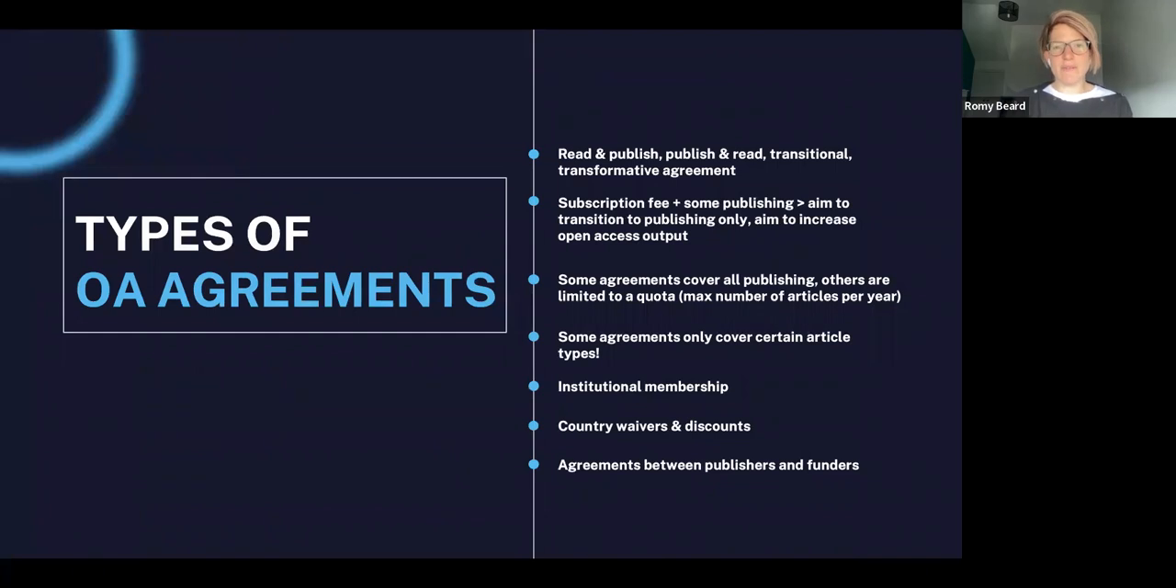And the agreements come in all shapes and forms. They can be called read and publish agreements, publish and read agreements, transitional agreements, transformative agreements, or indeed open access agreements, which I guess is a little bit more of a general term.